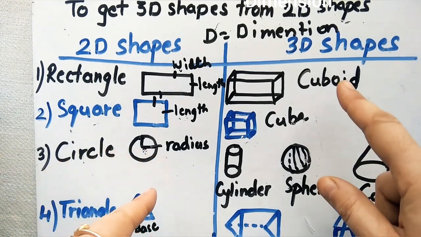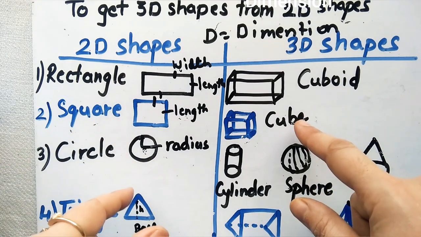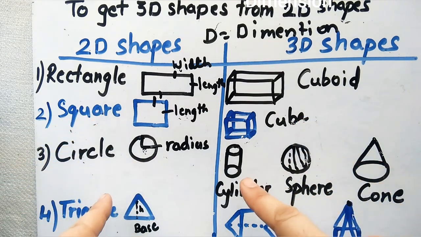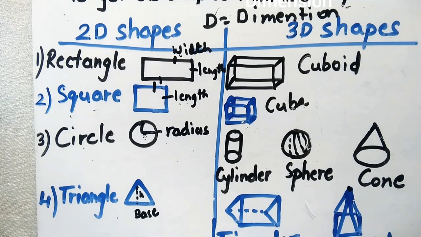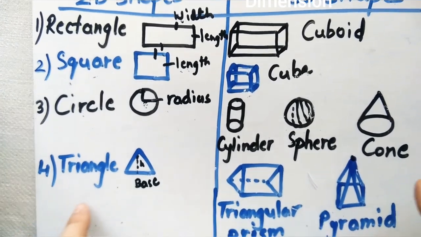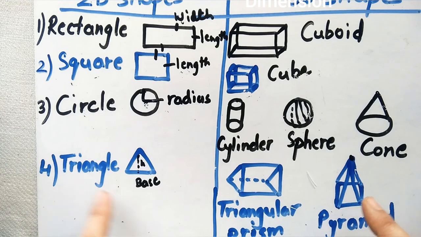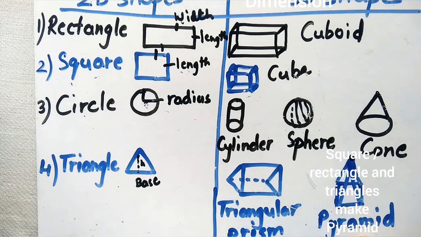So you can make a cuboid out of a rectangle, a cube out of a square, and a cylinder, sphere and cone by using circles, or by stacking circles in different forms. Using triangles too, when you stack them linearly, you can get a triangular prism, and when you use triangles and a rectangle, you can get a pyramid.